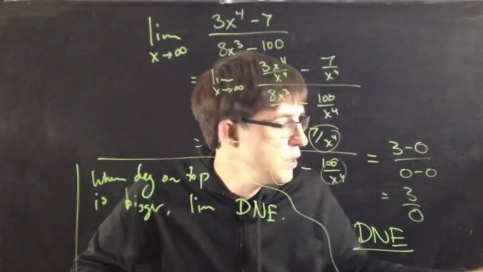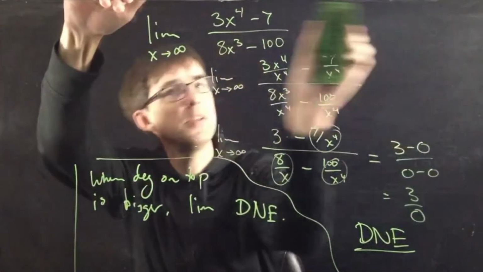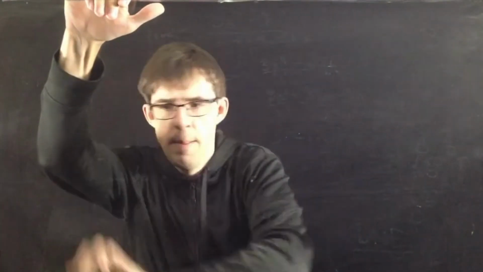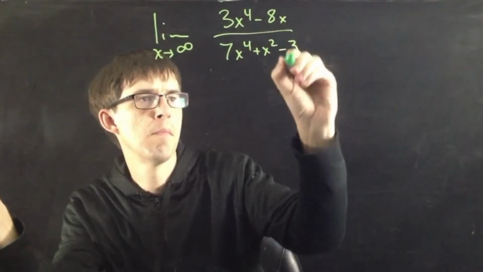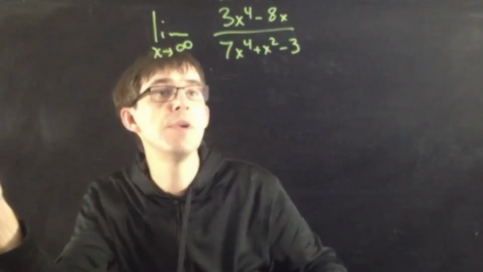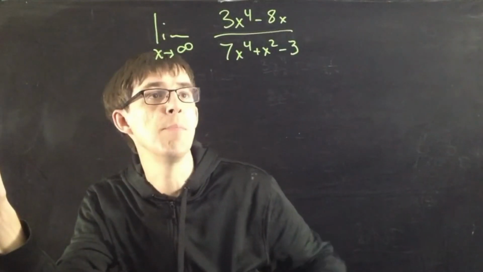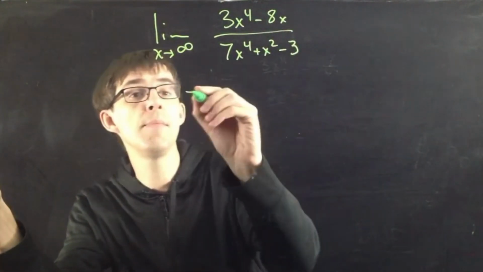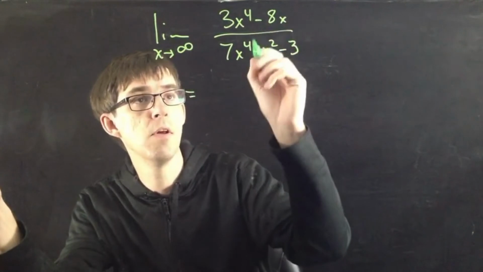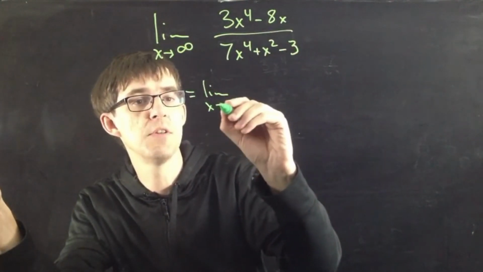What if the 2 degrees are equal? That's the only other situation. Let's try one of those. All right, how about this one? Here we have the degree on the top and the bottom are the same. They are both degree 4, all right? Let's see if we can do the same idea. I'm going to divide out by the largest power of x, which is x to the 4.